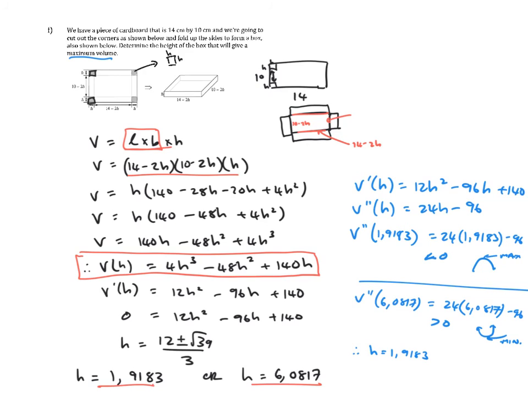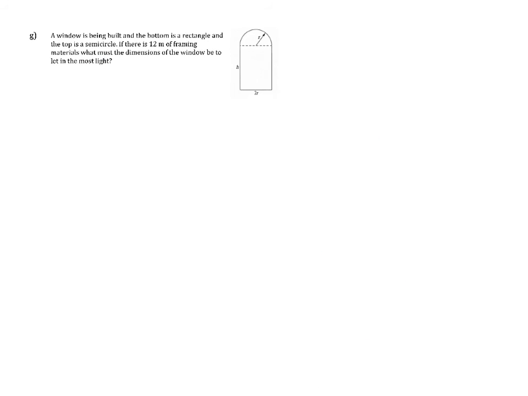Yeah, that's exactly it. Right, question G: a window is being built, the bottom is a rectangle and the top is a semicircle. If there's 12 meters of framing material, what must the dimensions of the window be to let in the most light? Okay, so if you're thinking of the framing, it will be the H part, so it's the 2H, and then that 2R, right? And then it is the half circumference of a circle, but only half of that. That part is not included, so it's just a half times 2 pi radius.